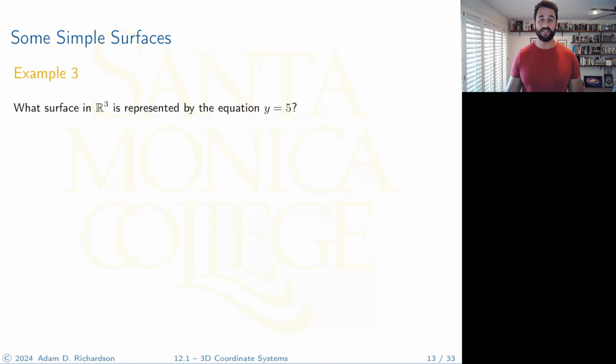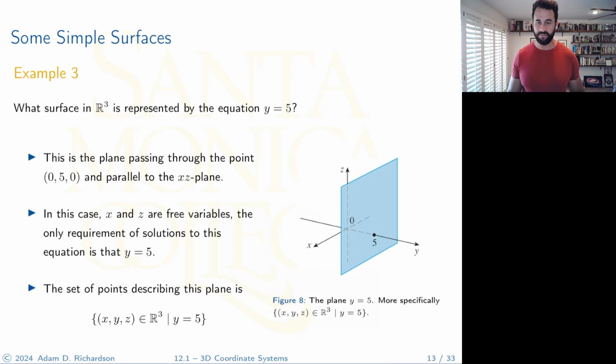All right, now let's take a look together. So here, one thing I notice right away is we're working in 3 space, and there's only one variable that appears here, y. So that means that x and z are free variables. x and z can be whatever we want. The only stipulation here is that y is equal to 5. Boom. That's going to describe a plane.